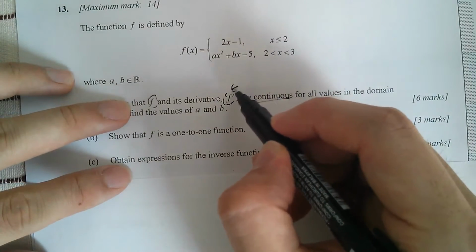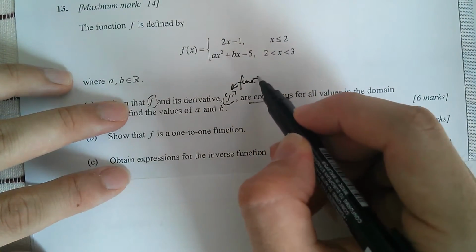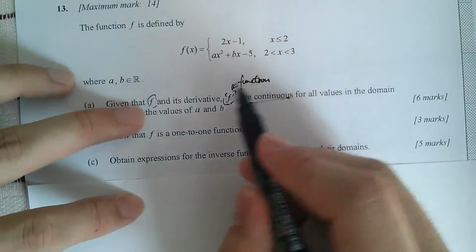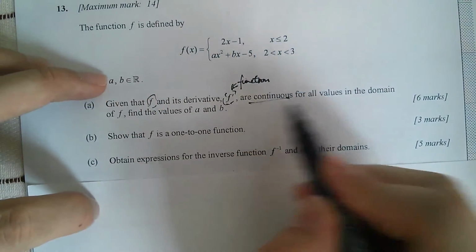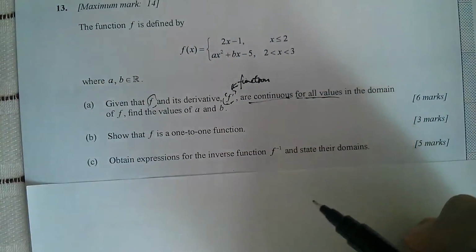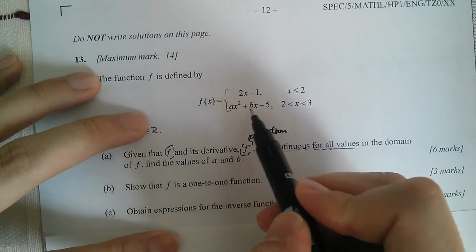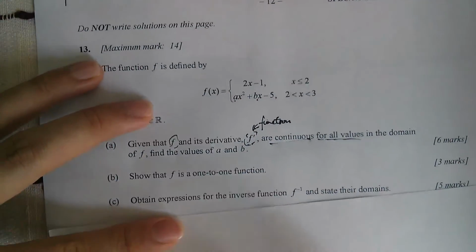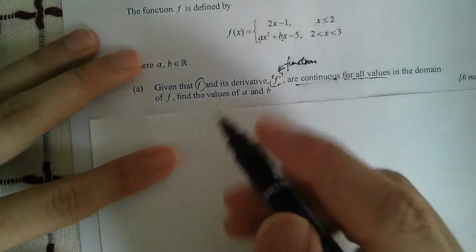The derivative can also be treated as a function, so it's still a function. It's just a derivative function. Both of the functions are continuous for all values. Okay, for this, they ask you to find a and b. Oh, come on. What does continuity mean, right?